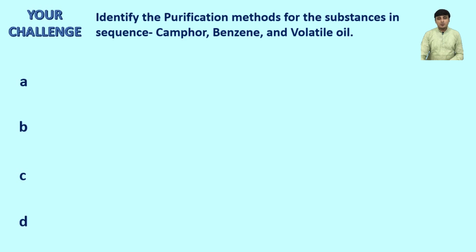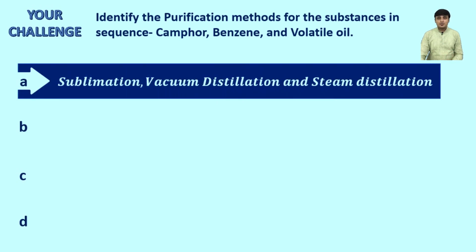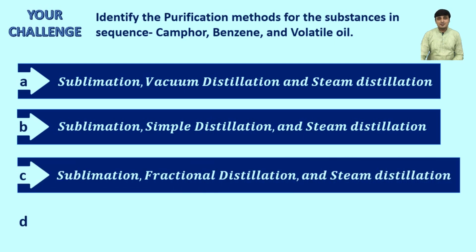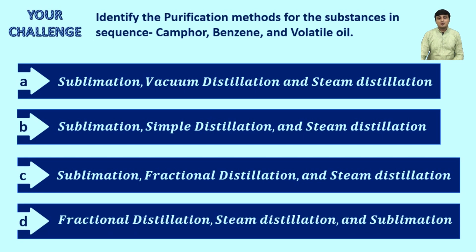Identify the purification methods for the substances in the sequence camphor, benzene and volatile oil. Your options are option A, sublimation, vacuum distillation, steam distillation. Option B, sublimation, simple distillation and steam distillation. Option C, sublimation, fractional distillation and steam distillation. And option D, fractional distillation, steam distillation and sublimation.